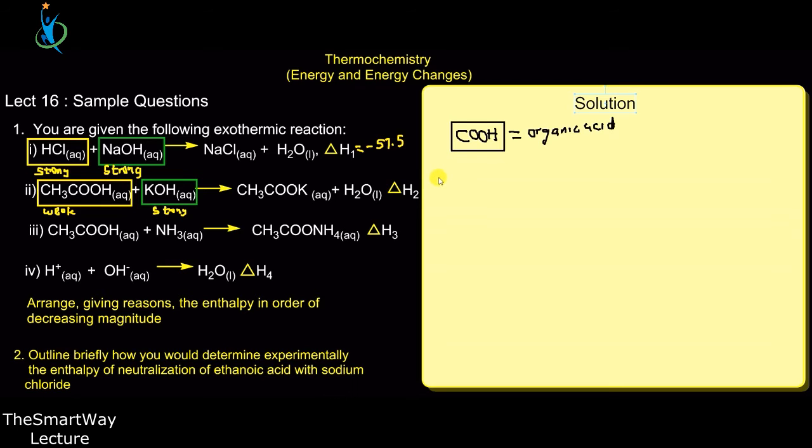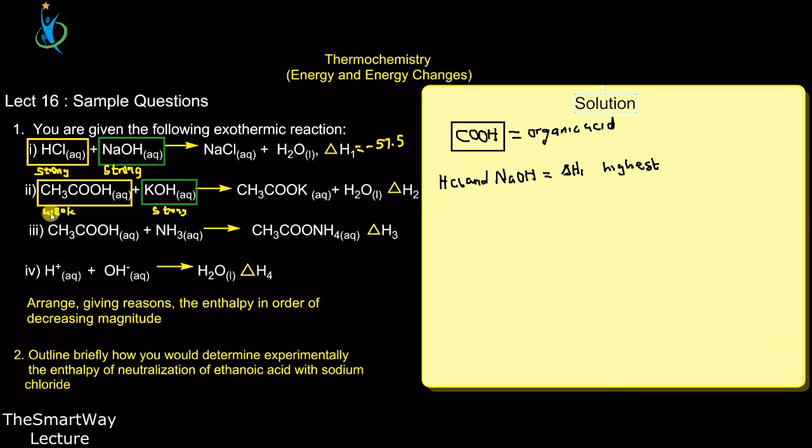This one, the reaction between HCl and sodium hydroxide, which has an enthalpy of what? H1 will be the highest. So that will be the highest here. So you have the highest value. Now next, let's look at it before we conclude.